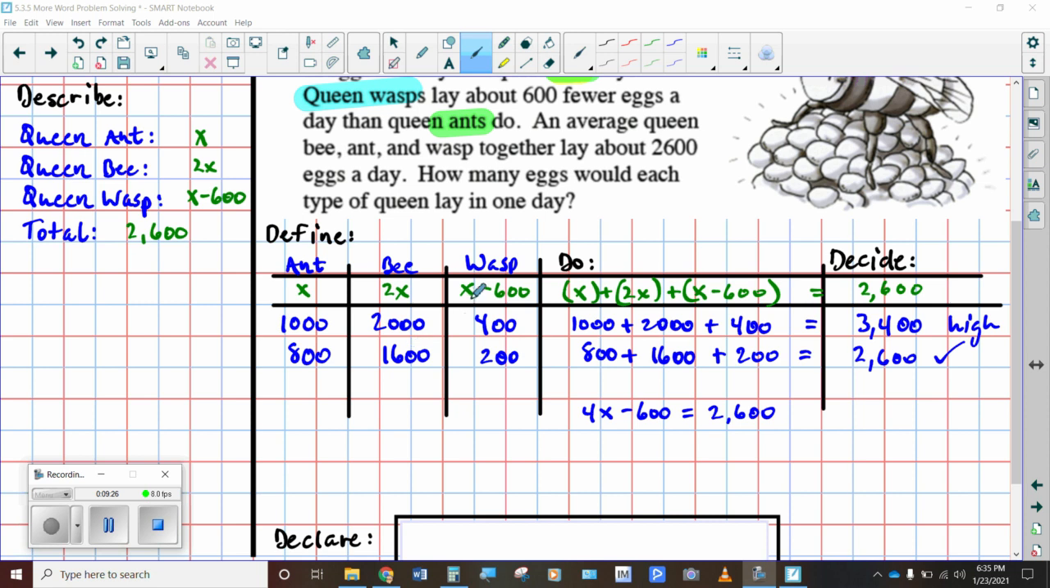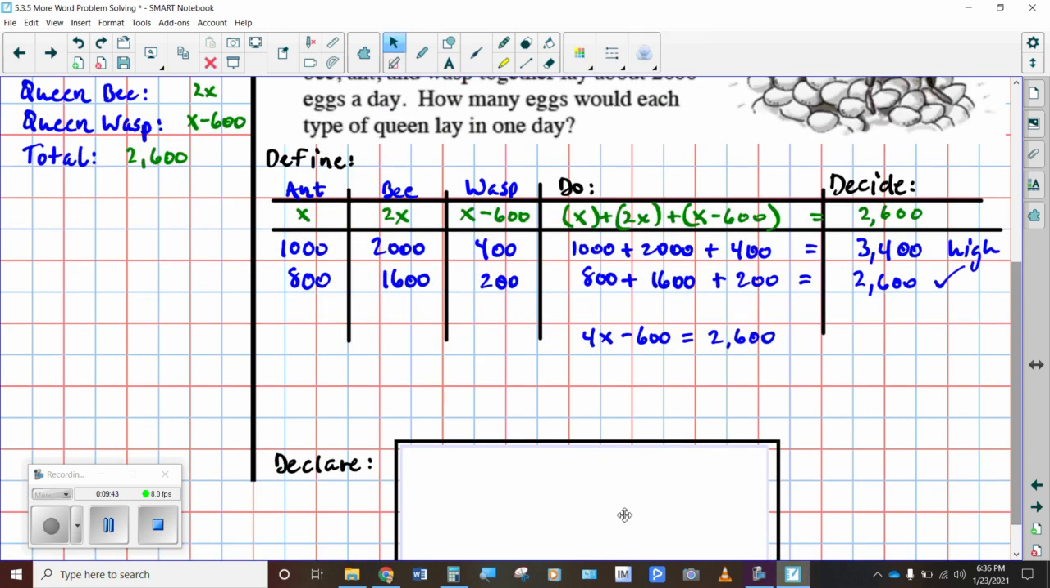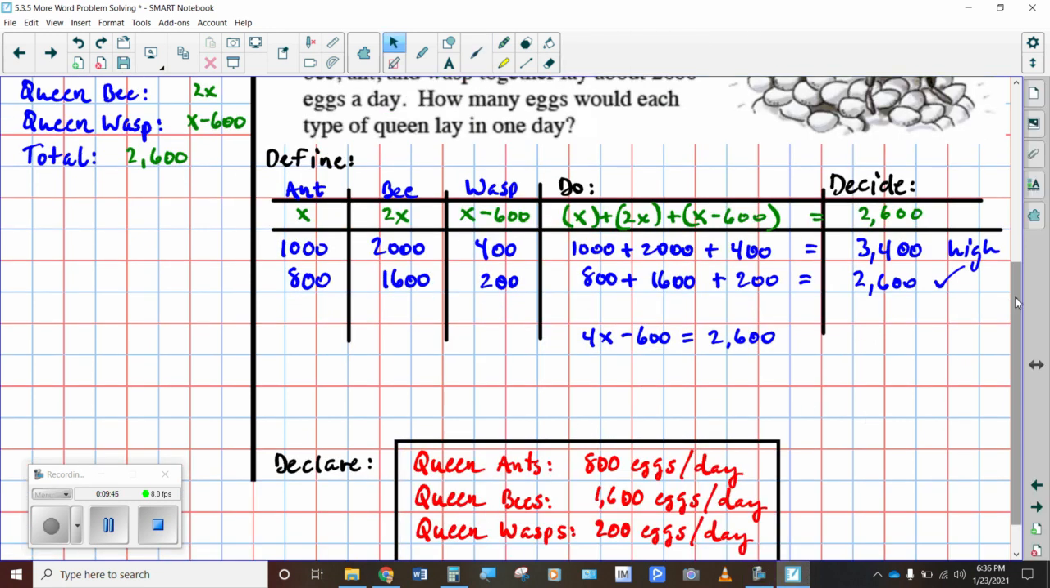That was too high, so I dropped this down to 500. This would be 1,000, but 500 minus 600 is negative, and there's no wasp that's going to lay a negative number of eggs. So we know the number of eggs that the ant lays has to be more than 600. So I just decided, all right, I'll go down 200 then to 800, and that was the winning combination. So when we declare our answer, the number of eggs that the queen ant lays is 800 eggs per day.